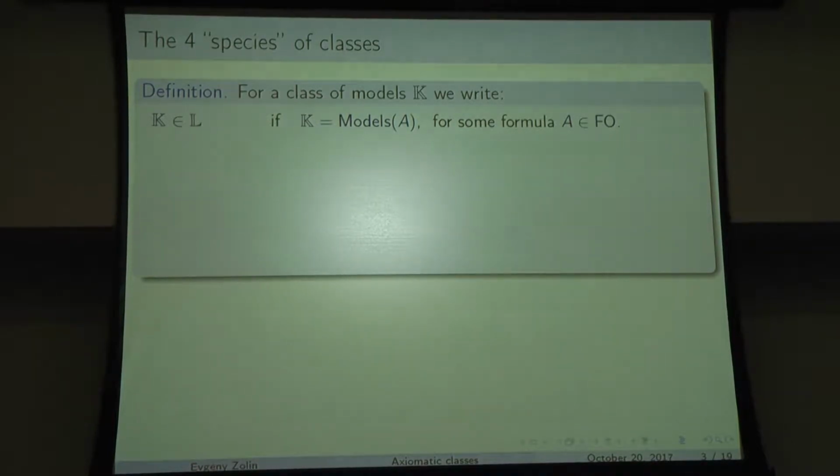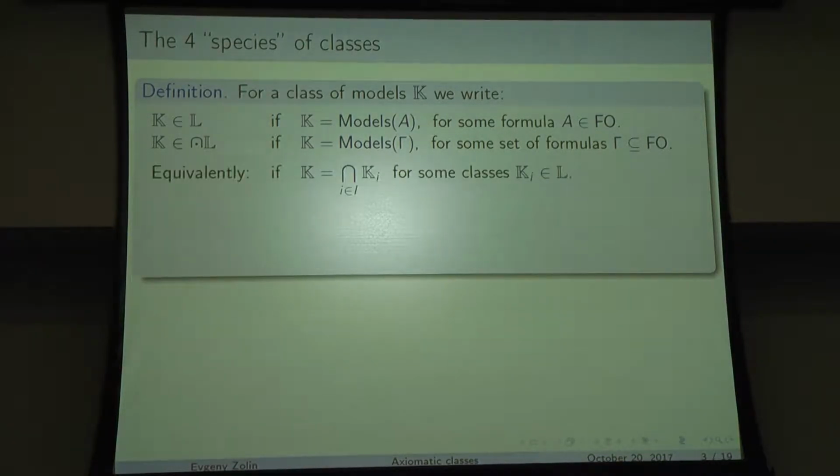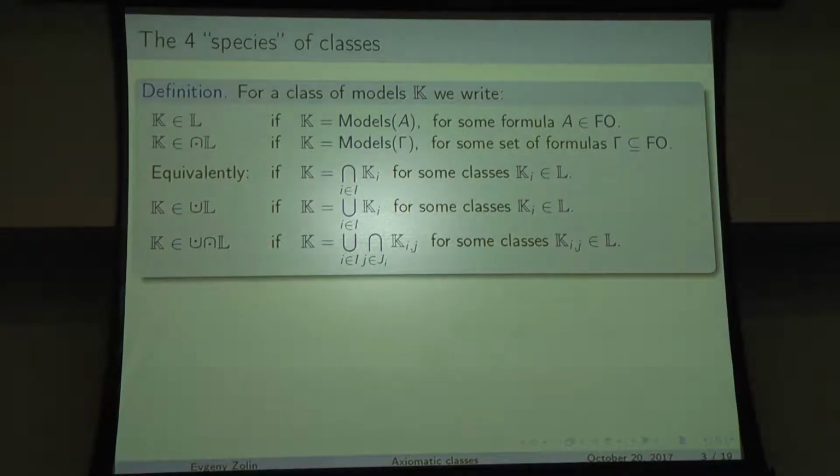So for a class K in L, K is finitely axiomatizable if it is axiomatized by one formula. It is axiomatizable if it is axiomatized by some set of formulas, possibly infinite. But this can be equivalently rewritten as K is the intersection of some collection of finitely axiomatizable classes. And now, since we have the intersection, let's take the union. I don't have a special name for this collection of classes. And then the union of intersections, and possibly so on and so forth. But we don't need so on and so forth because after this, the hierarchy stops.